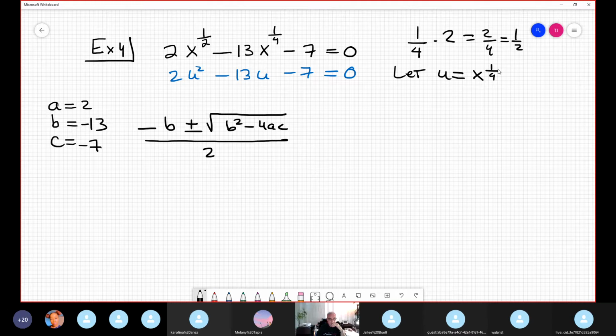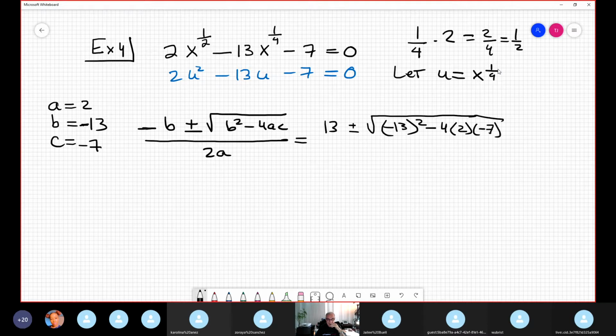When you memorize this formula, you don't need to write it again. Okay, so there is 13, double minus, look, this minus and this minus together, when you substitute, is 13 positive, plus or minus square root of negative 13 squared, minus 4 multiplied by 2, which is a, multiplied by negative 7, which is c. Everything divided by 2 times 2, because a is 2.